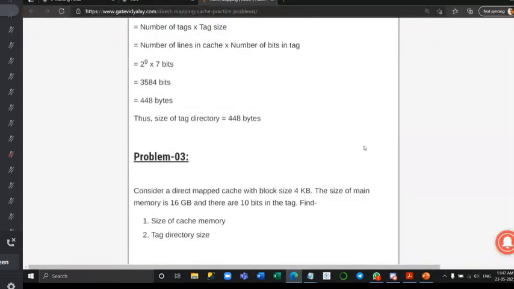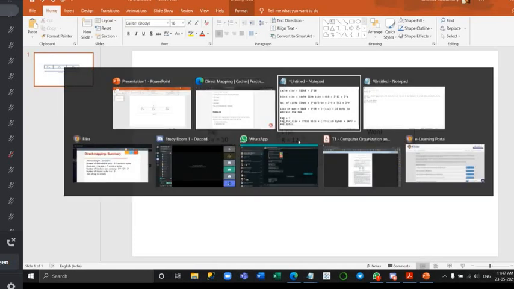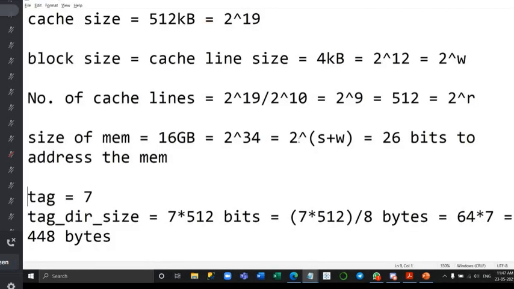Using that, first we need to find the size of the cache memory, right? We have R here. Now from the property of direct mapping, we know that 2 raised to the power of R gives the number of lines in the cache, the total number of cache lines.